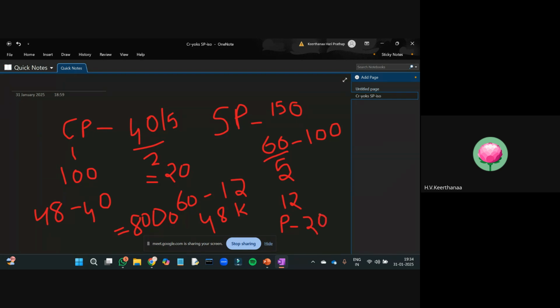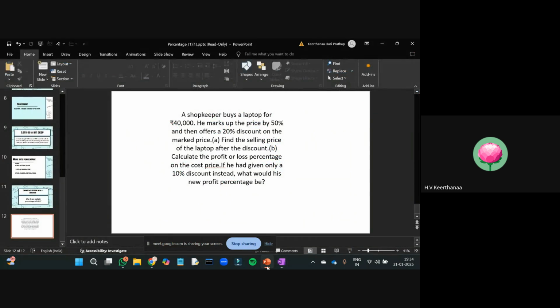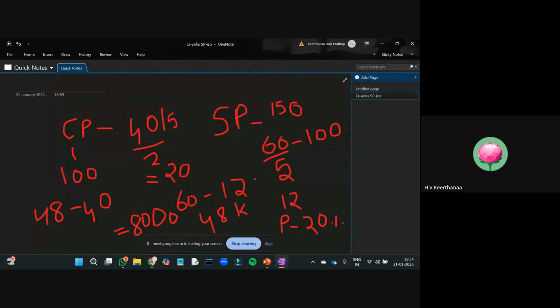That's pretty simple. So now let's go to the next part of the question, which might look a bit confusing. If he had given only a 10% discount instead, what would be his new profit percentage? So what they are saying is, here he had given a discount of 20%, right? Now they're asking what would be the profit or loss percent if he had given only a 10% discount. So let's solve for that.